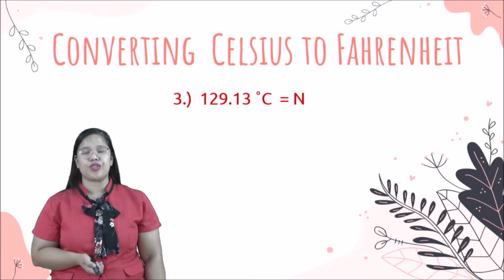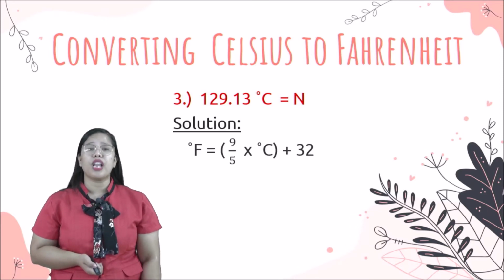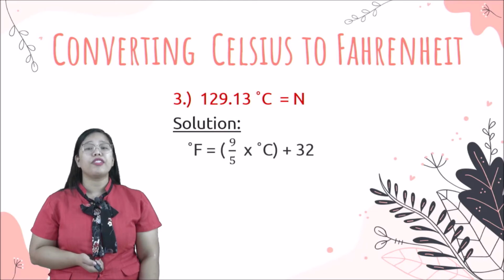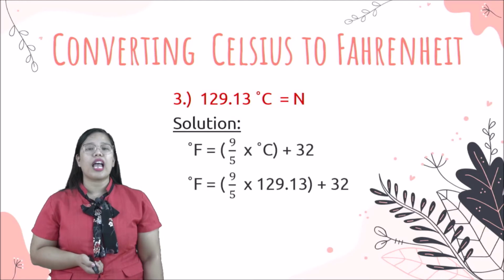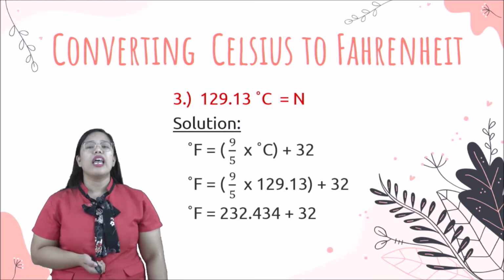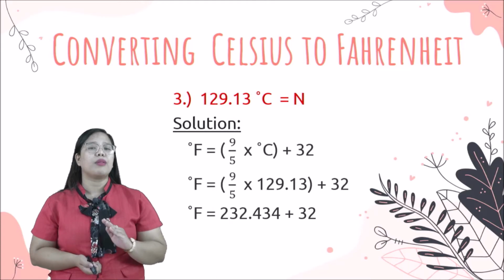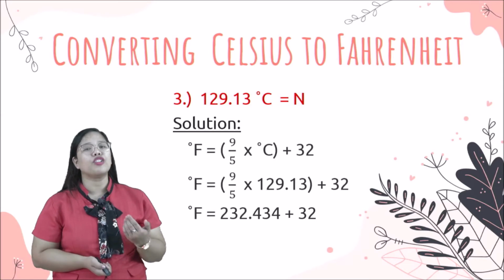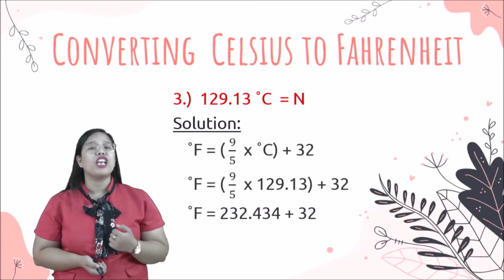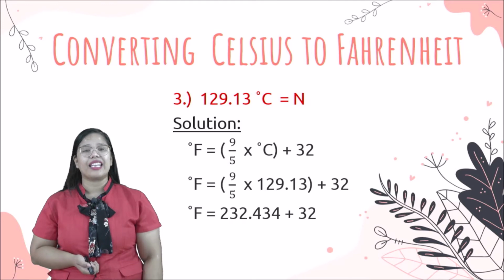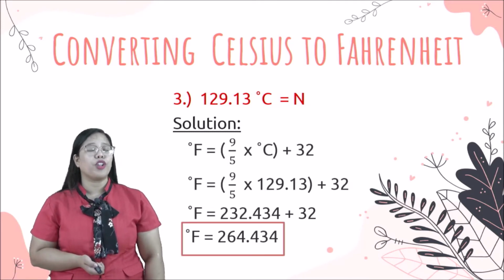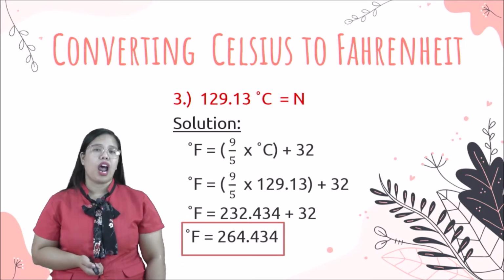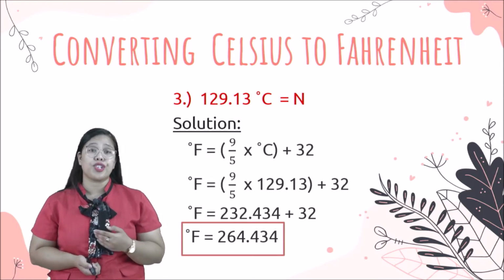129.13 degrees Celsius. So again, we will use the formula quantity 9 over 5 times degrees Celsius plus 32. So we will just substitute 129.13. And then we will multiply 129.13 to 9 and divide it by 5. So the answer will be 232.434. And then we will just add it to 32. So the answer will be 264.434. I hope you understand converting Celsius to Fahrenheit.